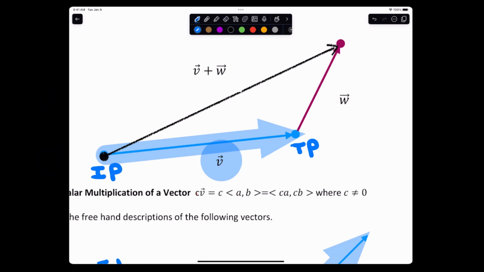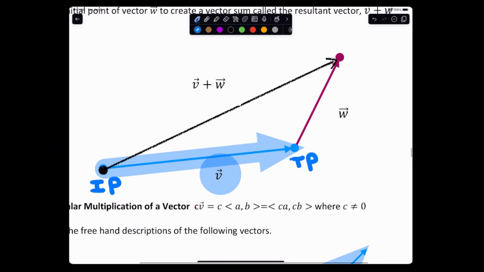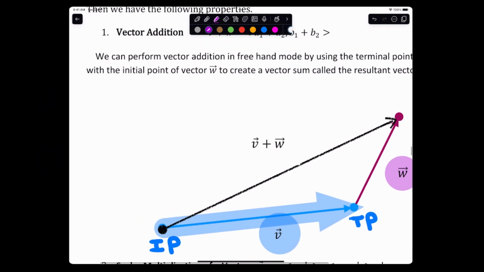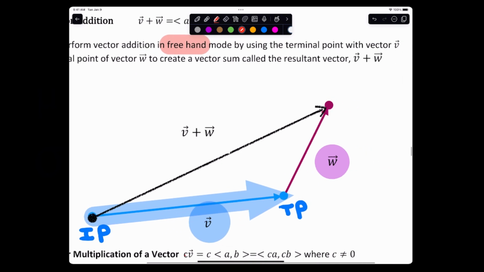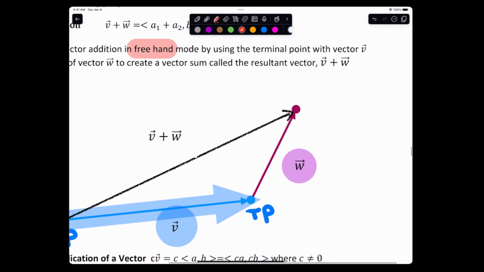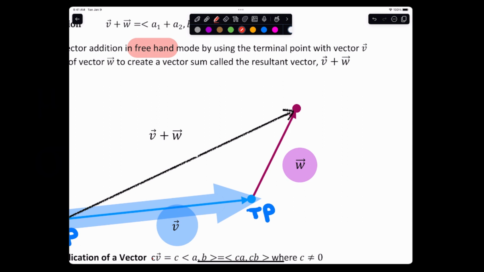Well, you have another vector called vector what? W. Here's your vector W, okay? Now, notice what I'm going to say here about this for vector addition. We can perform vector addition freehand. Freehand. By using the terminal point of the first vector. You say you're going to have to use the what? Terminal point of vector V, that first vector.